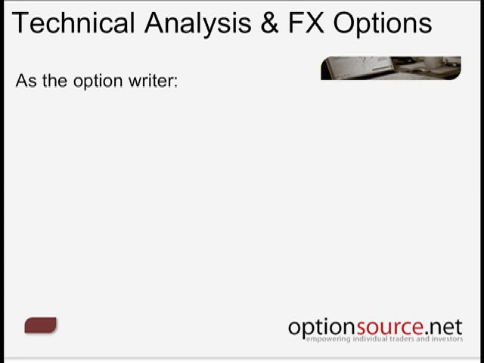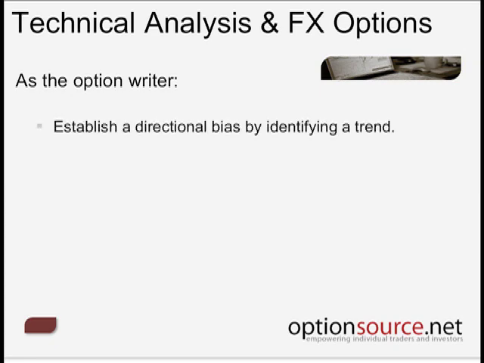Now, the consideration for the option writer is, of course, the establishment of a directional bias by identifying a trend. So in other words, we don't want to be necessarily writing put options if the trend of a particular pair is to the downside. So we can establish a trend and then ultimately write options that have a high probability of expiring worthless by just identifying whether or not there's a high probability that the pair value is going to be above or below a specific support level or resistance level.